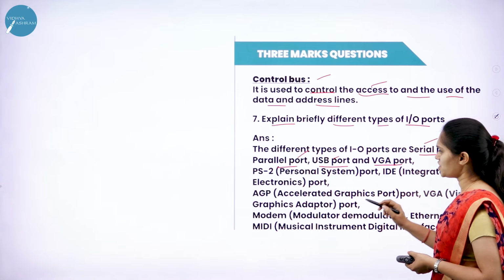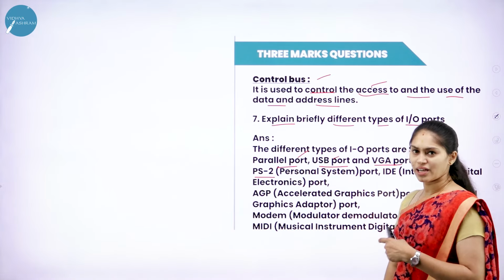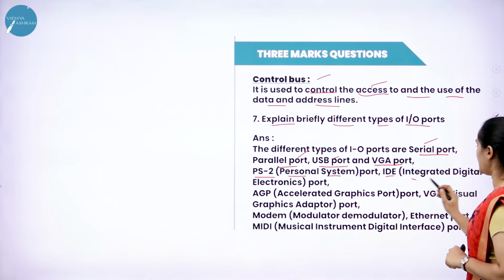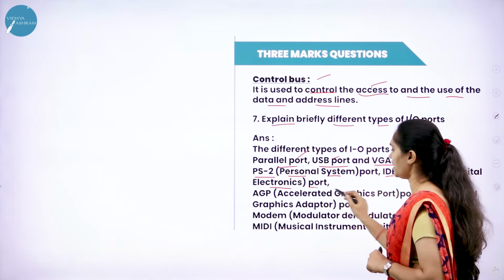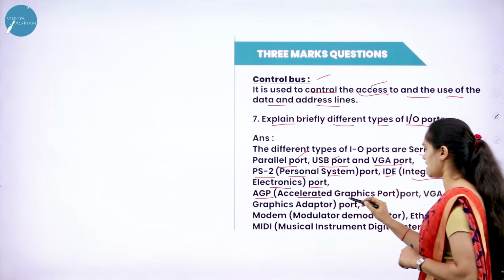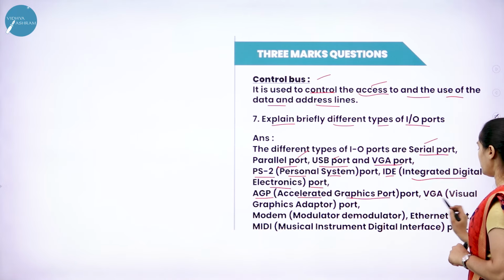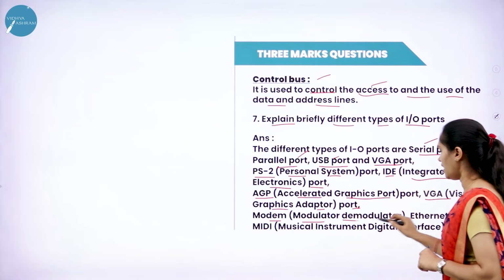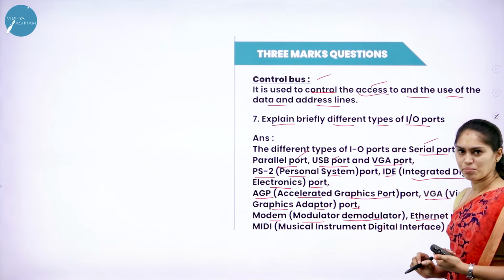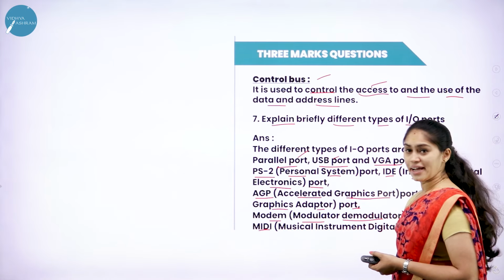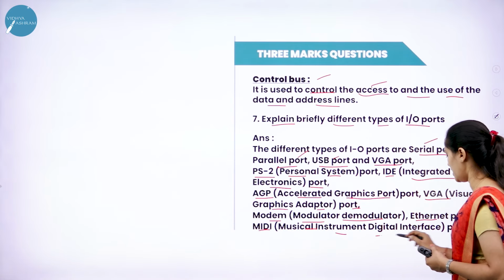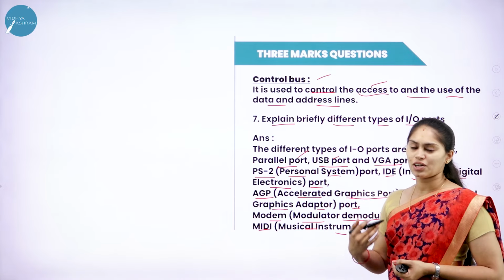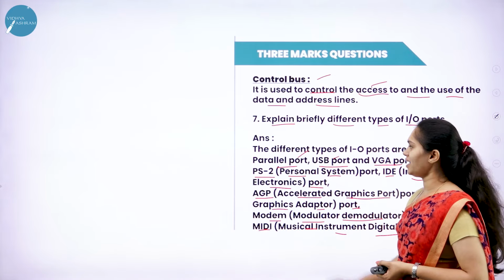And also, we have a VGA port, PS2, in order to connect the mouse to the computer system, personal system port, and IDE, integrated drive electronics port. We have AGP, accelerated graphics port, and VGA, video graphics adapter port, then modem, modulator and demodulator, and we have an Ethernet port, and we have MIDI, that is musical instrument digital interface port. So here you can take any 3 and explain any 3 in order to get 3 marks.